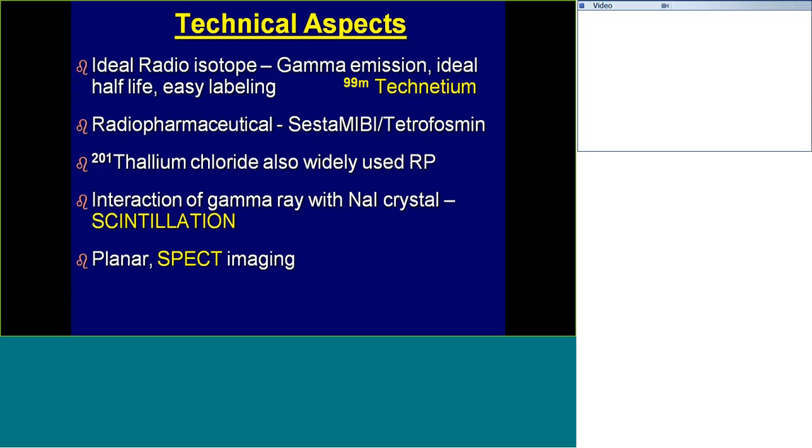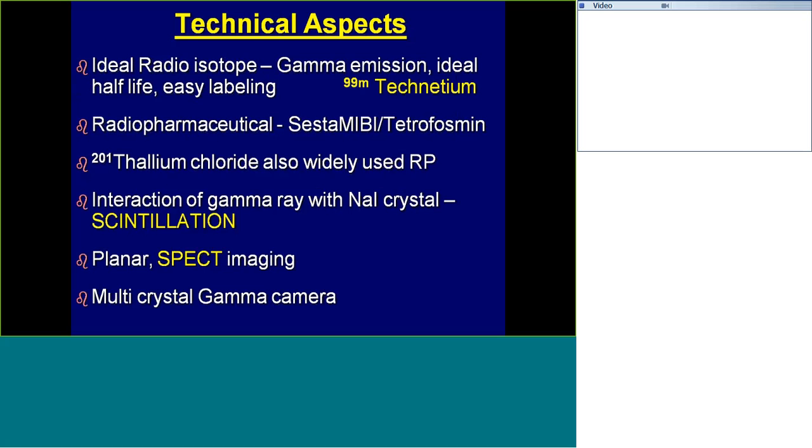So let us first discuss the technical aspects as far as the radionuclides and radiopharmaceuticals and the instrumentation are concerned. There is a basic difference between a radioisotope and a radiopharmaceutical. The other name of a radioisotope is a radionuclide. There are two commonly used radionuclides as far as myocardial perfusion imaging is concerned: one is 99m technetium and the other one is 201 thallium. We always like to have a radioisotope or a radionuclide with a gamma emission.